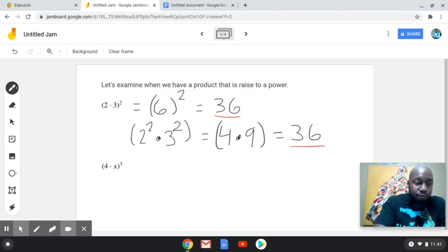So we're going to have 4 times x to the third. 4 is a constant number. X is a variable. When we multiply, we don't get a number, we actually just get 4x, but we still have them both being raised to the third power. Since they're both being raised to the third power, we're going to distribute that power of 3 to both of the terms. So this just becomes 4 to the third power times x to the third power. If you still want to write the parentheses, you can, but you don't necessarily need to.